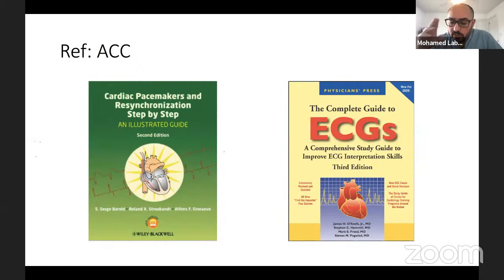I have to disclose that these cases are discussed by experts and verified by experts in the field in the ACC. So my resources are ACC. Two other resources that I recommend for someone who's interested in EP and pacemakers, I use these myself: the EKG complete guide and also step-by-step illustrated pacemaker. And I will stop here.